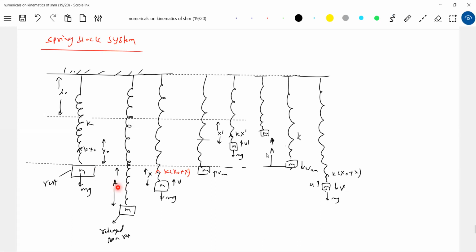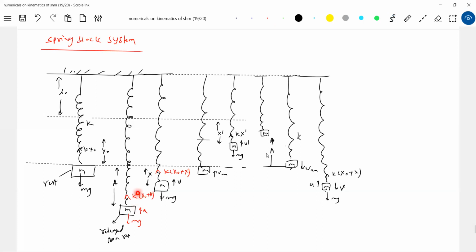So what did they say? I am going to pull it down and release it. Then a spring force of K will act. That K will be greater than mg because earlier Kx naught was mg. So how much spring force will act? K times x naught plus A will act here, mg. So the block will accelerate.